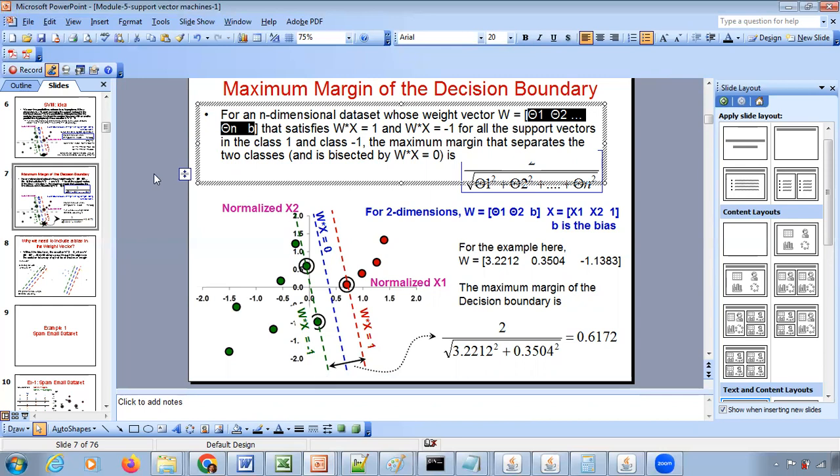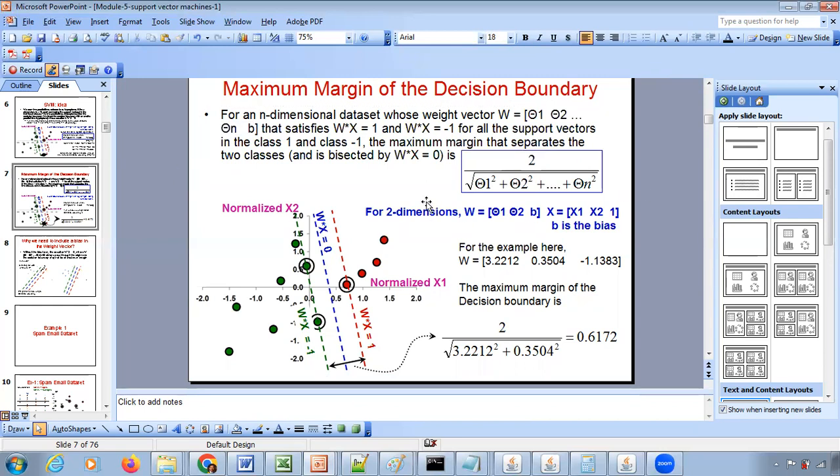That will be the weight vector if you have an n dimension data set. So if you have 3 dimensions, for example, or 3 features, then you're going to find parameters theta 1, theta 2, theta 3, and then the bias b. So in general, if you have n dimensions, then you're going to find theta 1, theta 2 up to theta n, and then the bias b.